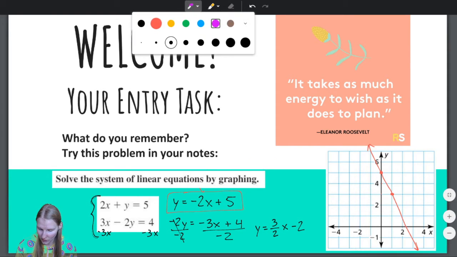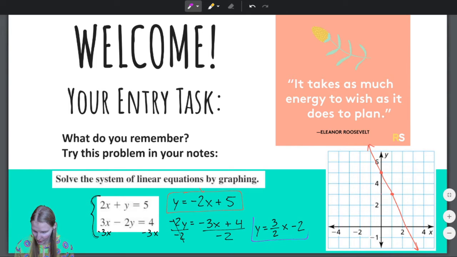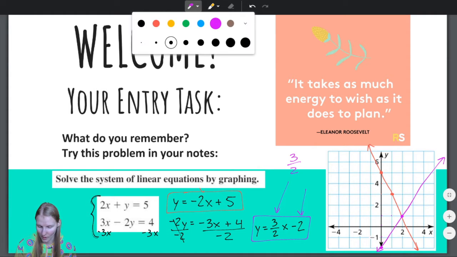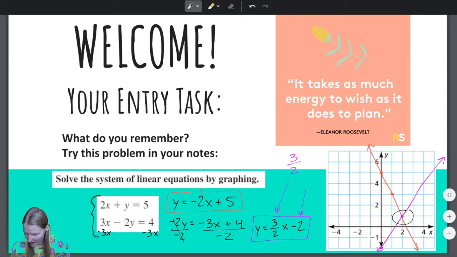Beautiful. Now let's do equation number 2 in purple. So my negative 2 is going to be right down here. That is my y-intercept. And then my slope is 3/2. So I'm going to rise 1, 2, 3 and run 2. And look at that. I can already see where these lines cross. So right here at (2, 1) is the point where it looks like they cross.